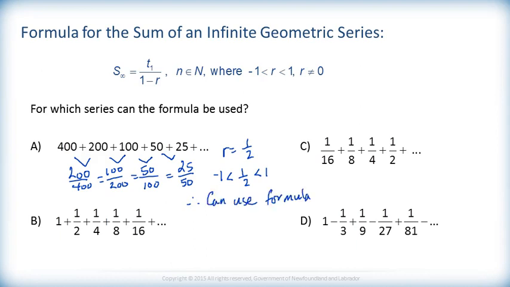The next one, I'll leave it to you to show that r is equal to 1/2. Half divided by 1 is 1/2. You show that 1/4 divided by 1/2 is equal to 1/2 as well. Anyway, it meets the condition, so because it meets the condition, we can use the formula.